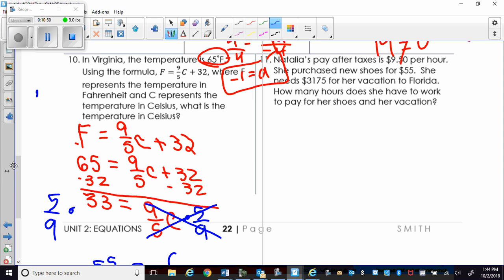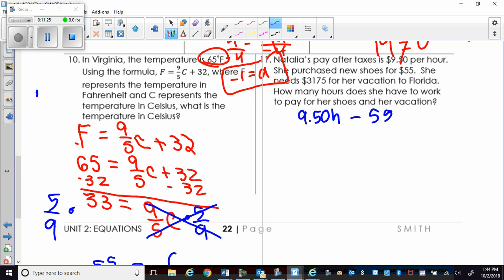Number 11, Natalia's pay after taxes is $9.50 per hour. That's $9.50 H. 9.50 times H. She purchased new shoes for $55. So she took away some of her money. All right? She needs $3,175 for her vacation to Florida. How many hours does she have to work to pay for her shoes and her vacation?